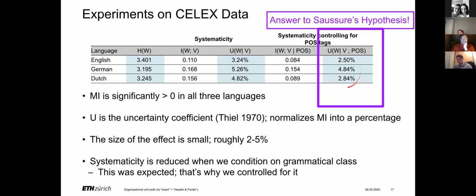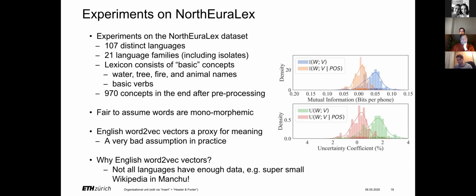And we sort of argued that this has an answer to Saussure's hypothesis, in the sense of the refined version of his hypothesis, which is basically how arbitrary is the sign. And now we talk about how to measure that. So we also experimented with NorthEuraLex.